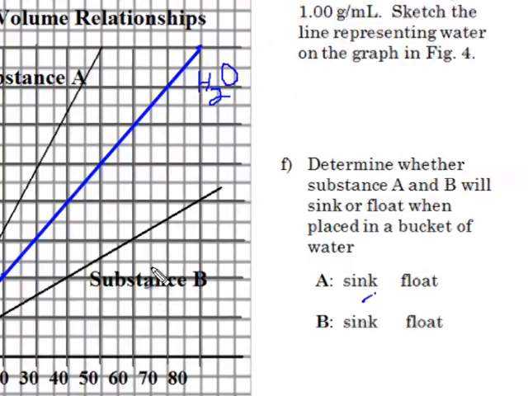So the question now is determine whether substance A and B will float or sink. Substance A is steeper, so it's going to be more dense, so it is going to sink. Just like if you put a penny in water, it's going to sink. A substance that is less dense, like vegetable oil, if I put that on water, it's going to float because it is less dense.